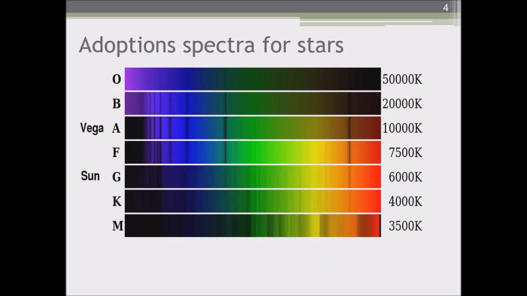These are the absorption spectra for other stars, including our sun. The sun is a G-class star, and so you can see the spectrum shifts towards the blue and ultraviolet as the star gets hotter and hotter, which is exactly what we talked about with black body radiation.